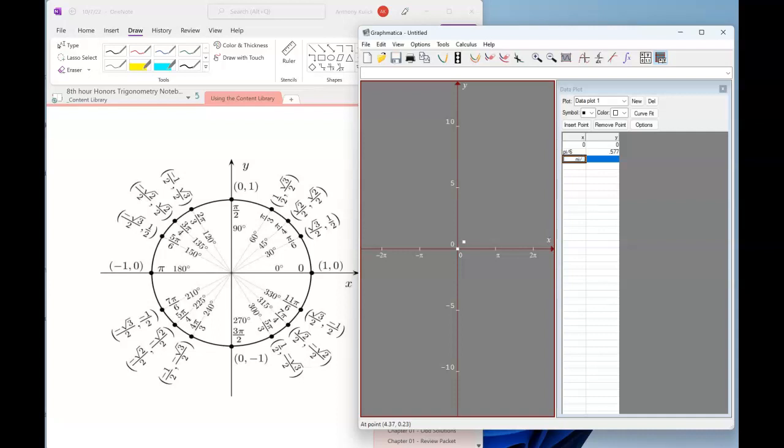And then pi over 4, I have root 2 over 2 divided by root 2 over 2, so that's just 1. I have pi over 3, and then I have square root 3 over 2 divided by 1/2, that's just the square root of 3, which is 1.73. And then pi over 2 is going to be 1 over 0. What is that? Undefined. What is that going to look like on my graph? It's going to be an asymptote, a vertical asymptote. So let's put that in.